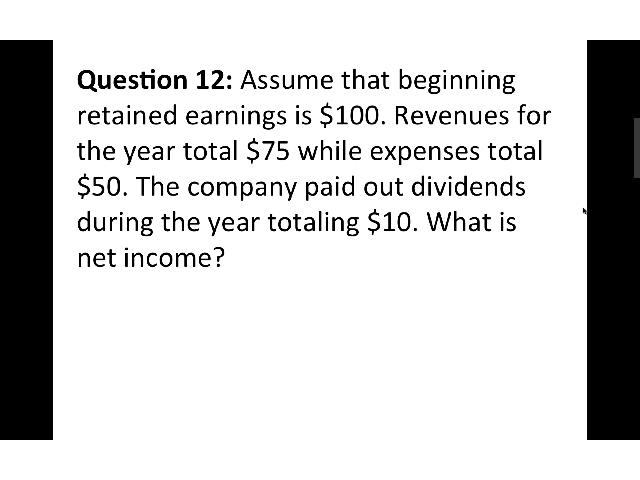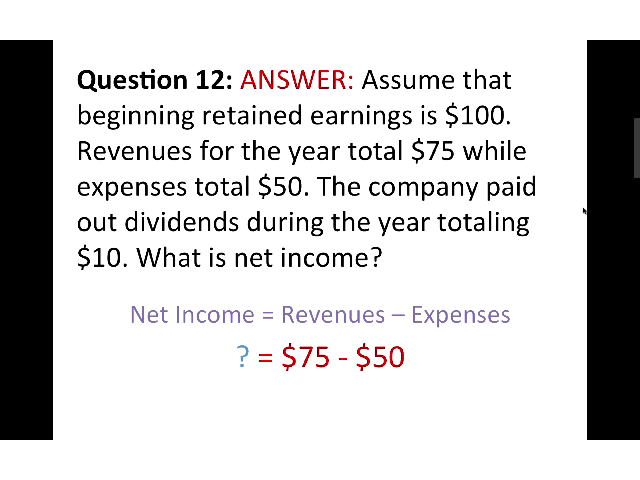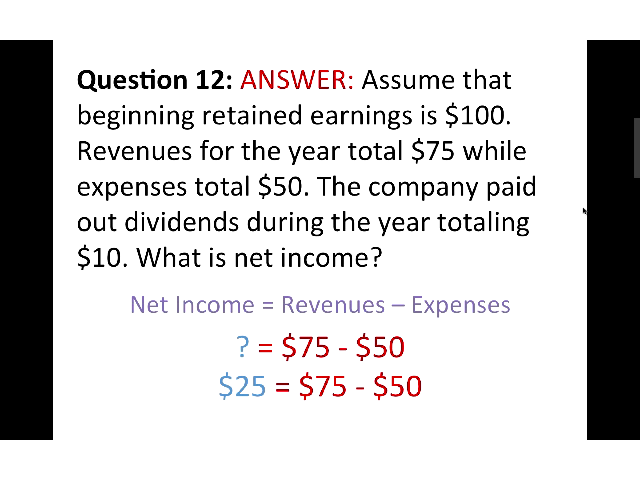Okay. So the answer is going to be $25. And how I got that, revenue 75, expenses 50. So my answer is $25. That's my net income. So again, that's a case where there's a lot of extra information. We have to think about what's net income. Net income is revenues minus expenses. Dividends never impact net income.